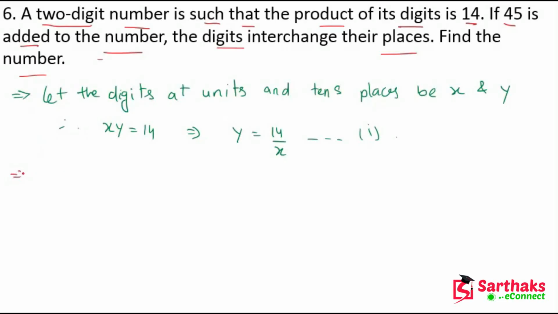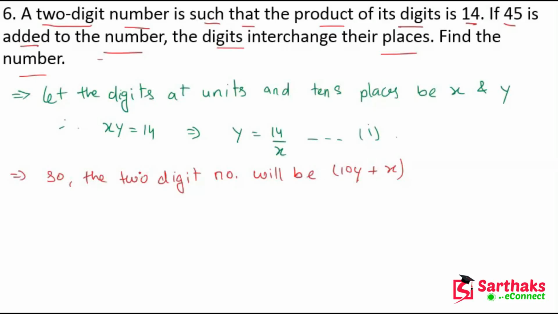So we can write the 2-digit number as 10y plus x. Here you can see that at the tens place we are taking y, so this is 10y, plus at the unit place we are taking x, so this is x. So the number is 10y plus x.